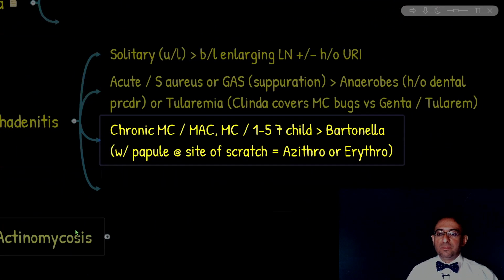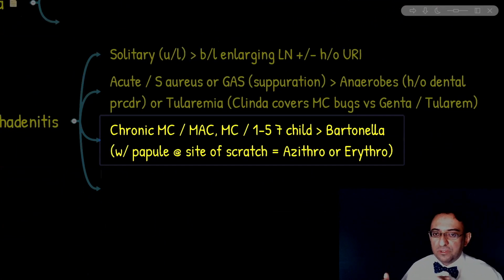Most common is mycobacteria, and among mycobacteria, non-tuberculous mycobacteria, the Mycobacterium avium intracellulare and Mycobacterium avium complex in general, are the most common cause of unilateral chronic lymphadenitis. What is the specific age? This usually happens in children age 1 to 5 years. But we have a second important differential diagnosis for the chronic unilateral lymphadenitis, and that is Bartonella, the cat scratch disease. So what's the clue?